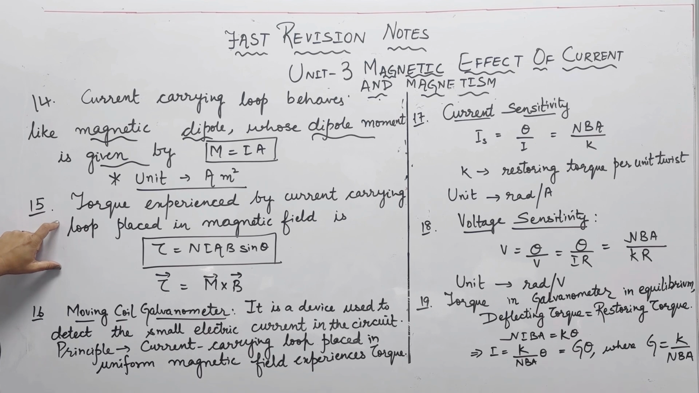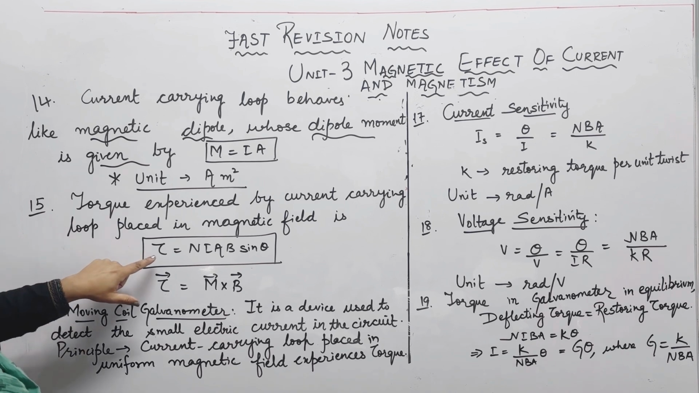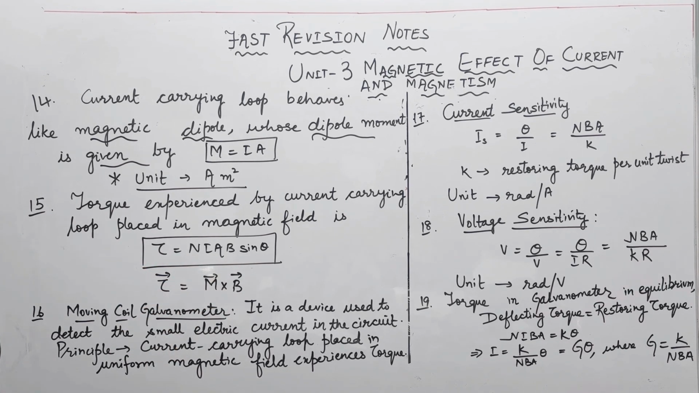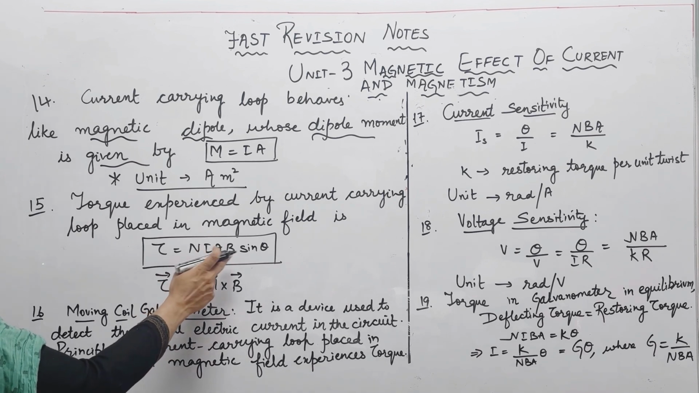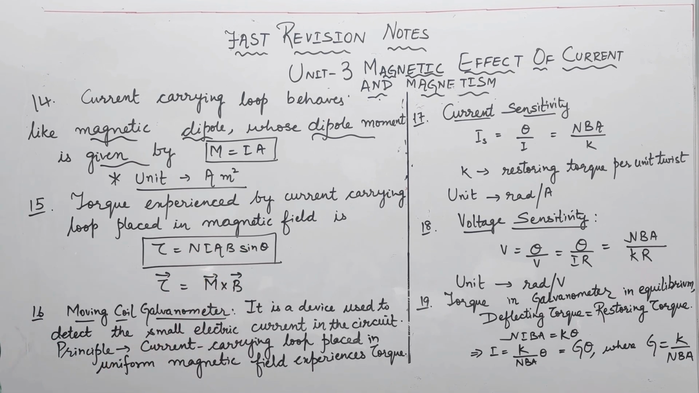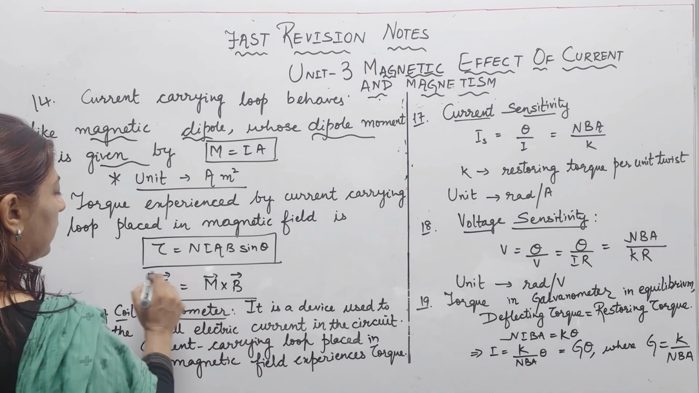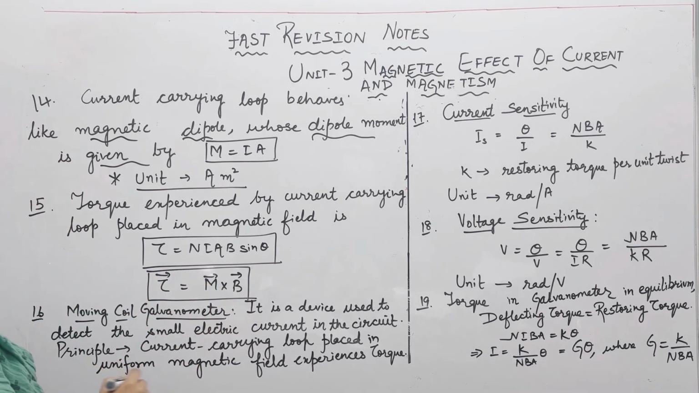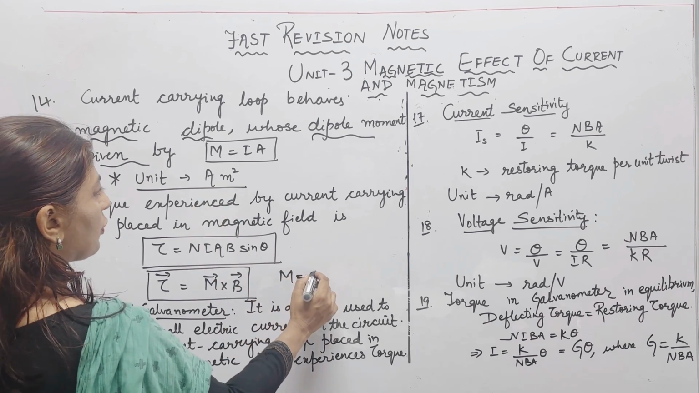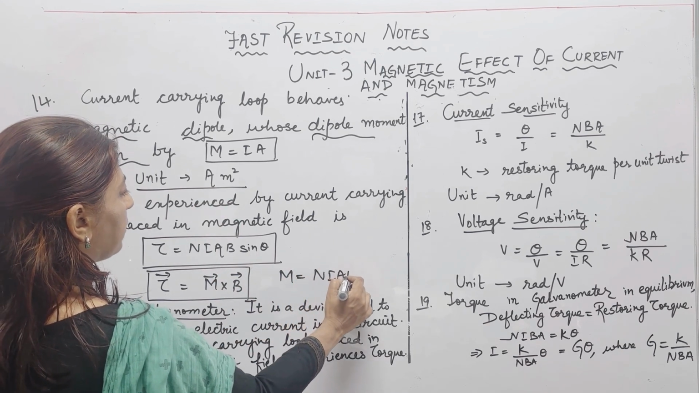Now the next point is the torque experienced by a current carrying loop placed in a magnetic field, which is given by tau is equal to NIAB sine theta, where N is the number of turns, I is the current, A is the area, B is the magnetic field, and theta is the angle between the current and the magnetic field. This is given by the value M cross B, where M is the magnetic dipole moment and it is equal to NIA.